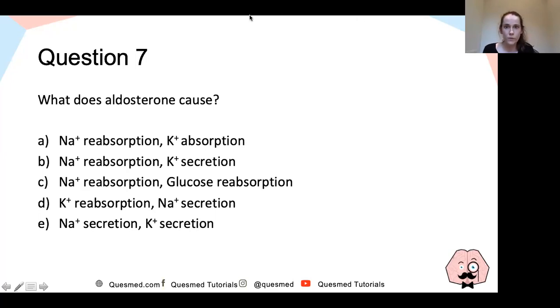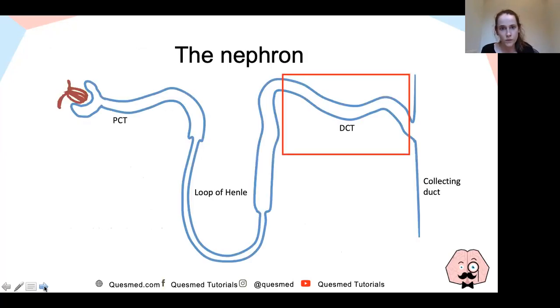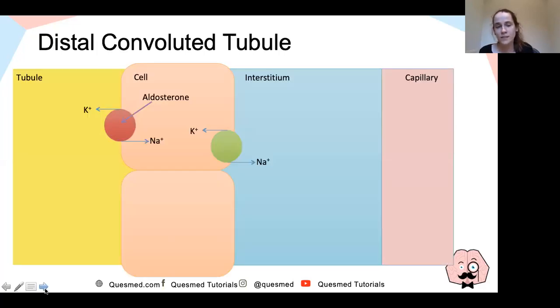Okay, so we've got 80% of you saying B, so sodium reabsorption and potassium secretion. And that's the correct answer. So aldosterone works in the distal convoluted tubule, so that's this part of the nephron. You can tell by now that I'm really proud of my nephron drawing because it's come up a lot in this. Okay, so in the distal convoluted tubule, we have 2 different types of cells.